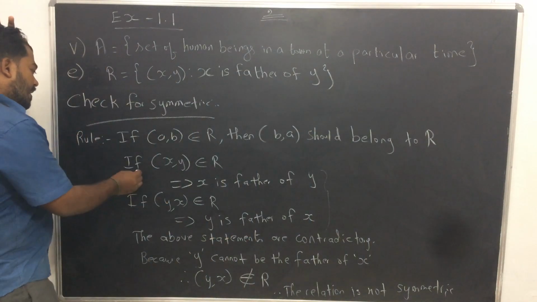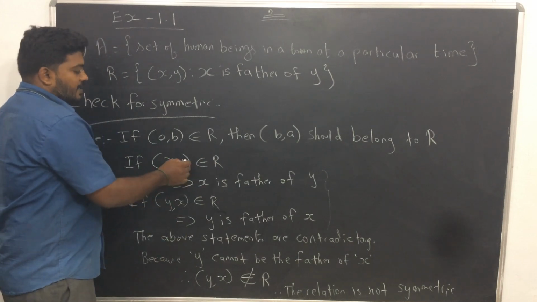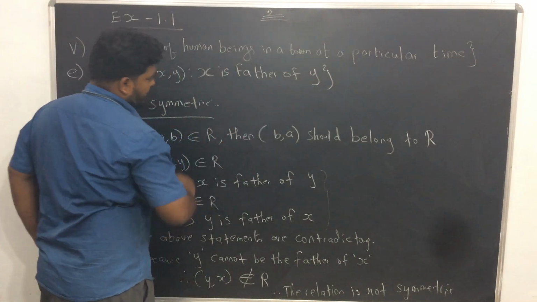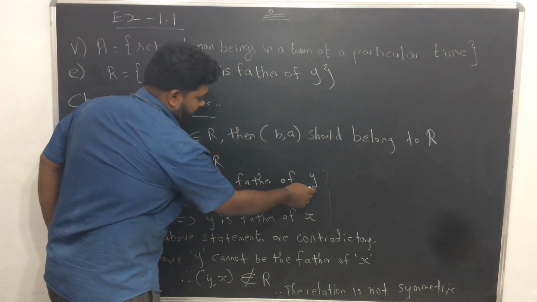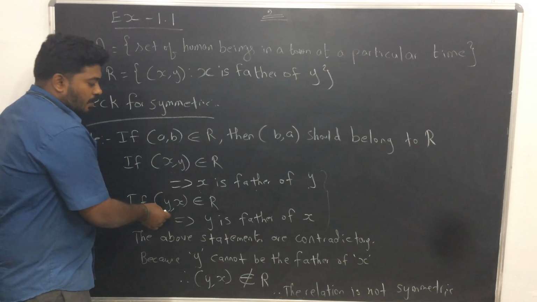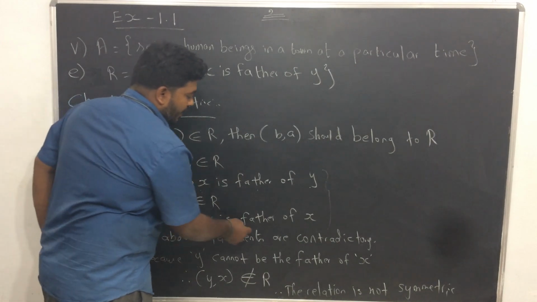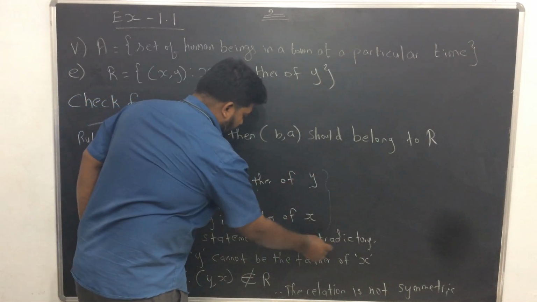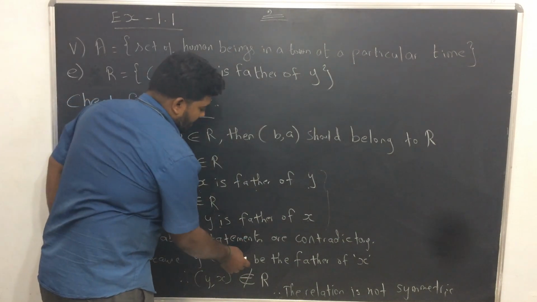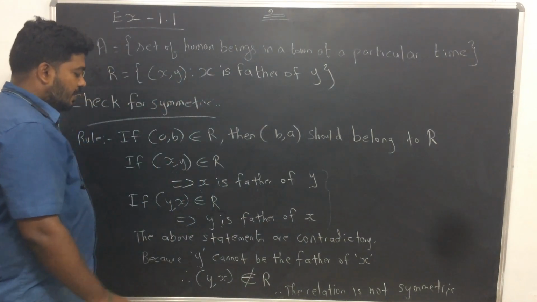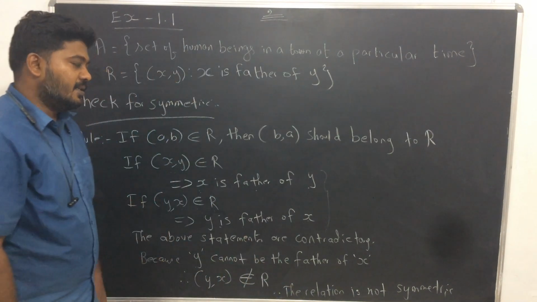Okay, now how did we start? We started by saying if (x, y) belongs to R, in that case, this pair should satisfy the condition for the relation, that is, x is father of y. So, if (x, y) belongs to R, then x is father of y. Then, if ordered pair (y, x) also belongs to R, then that implies that y is father of x. Now, these two statements are contradictory, because y cannot be the father of x. Therefore, (y, x) does not belong to R, and hence this relation is not symmetric.